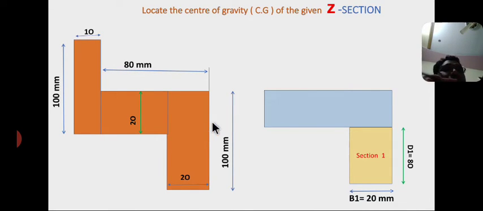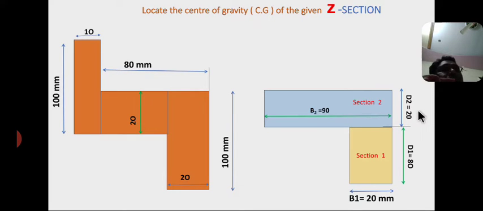Now I am considering the second rectangle, from this end to this end. Therefore the length of the second rectangle is 80 plus 10. So base b2 equal to 90 mm, 80 plus 10 equal to 90 mm, and height or depth d2 equal to 20 mm.